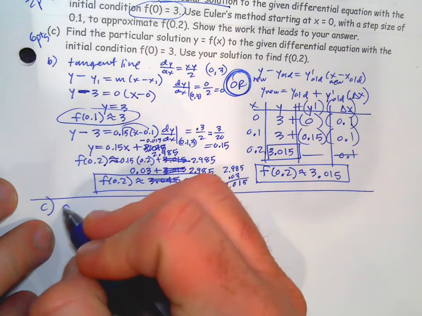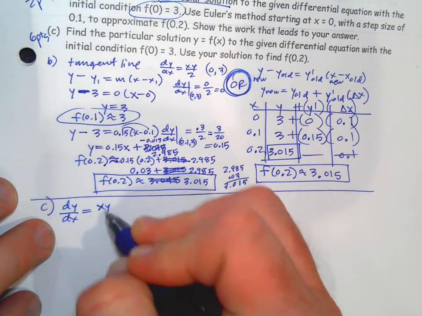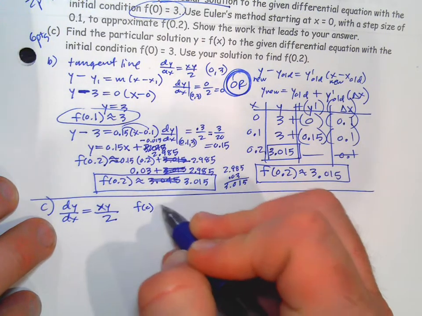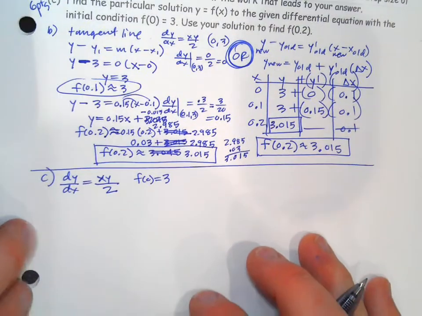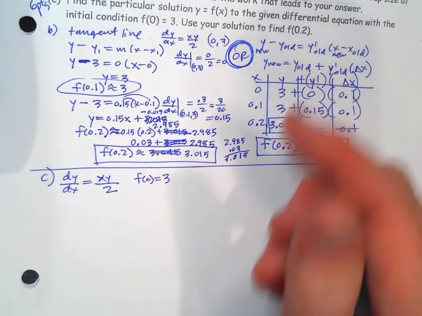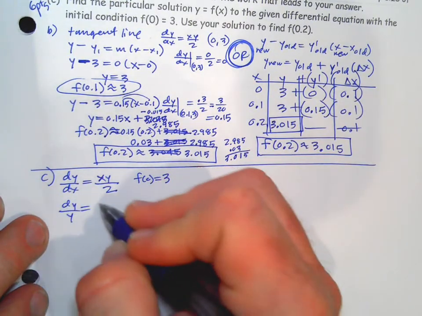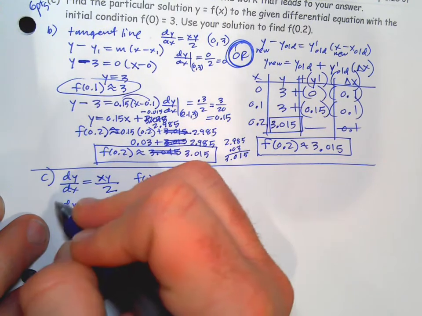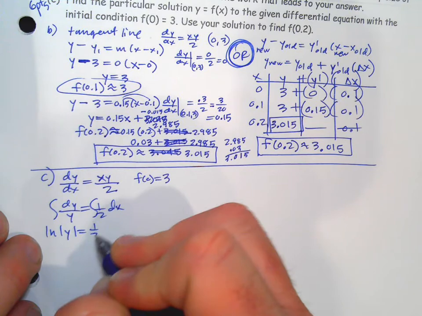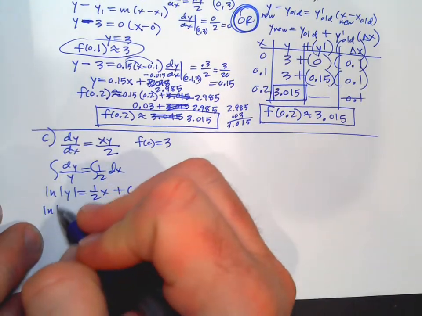So now we're being asked to solve the differential equation. And we have an initial condition of f of 0 equals 3. And this says use your solution to find f of 0.2. So find the exact answer after you solve it. Interesting. So we're going to separate the variables, integrate both sides. Plug initial condition in.